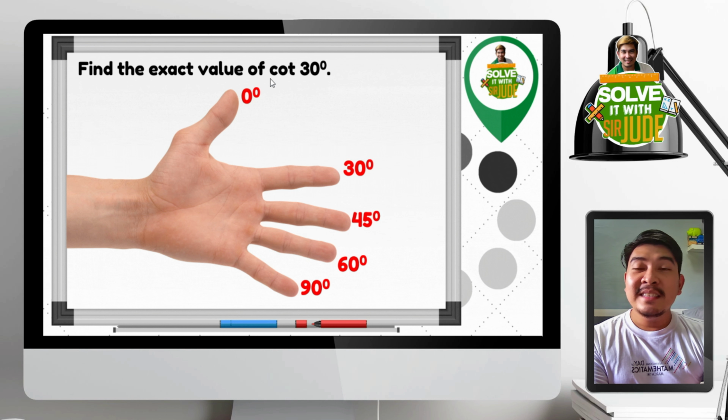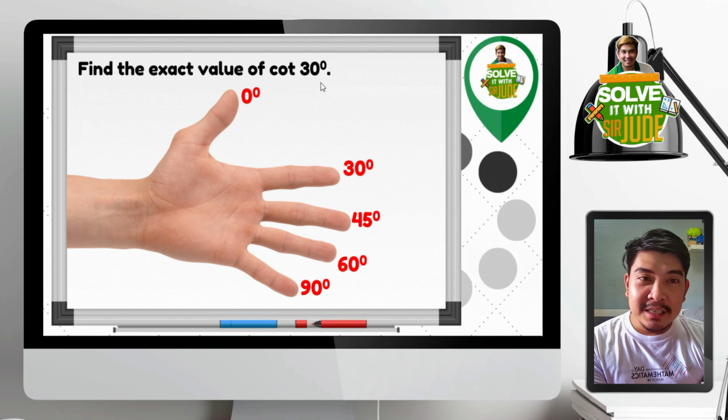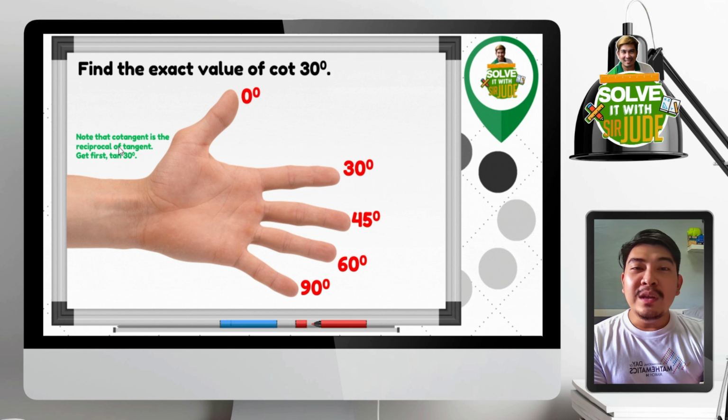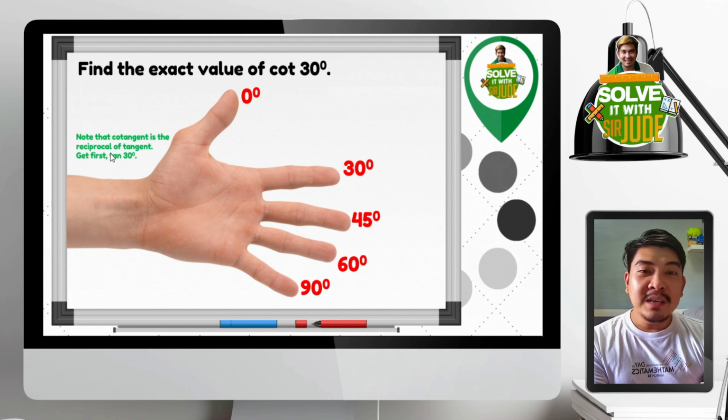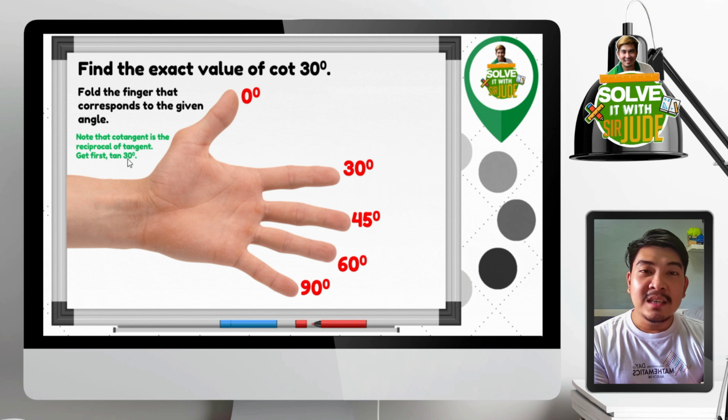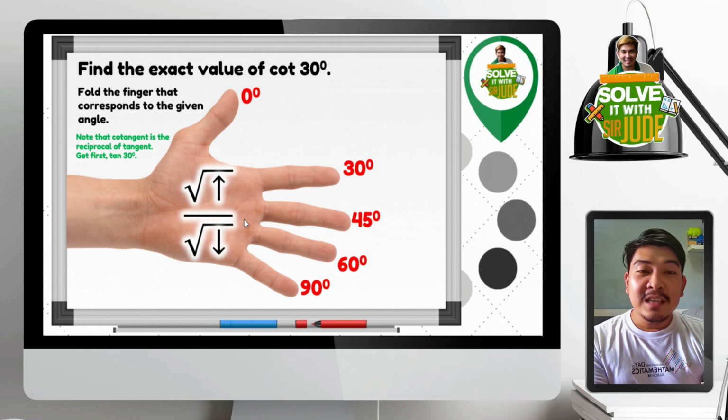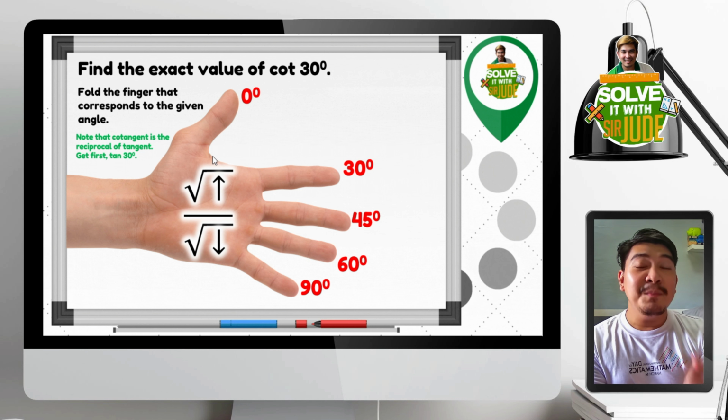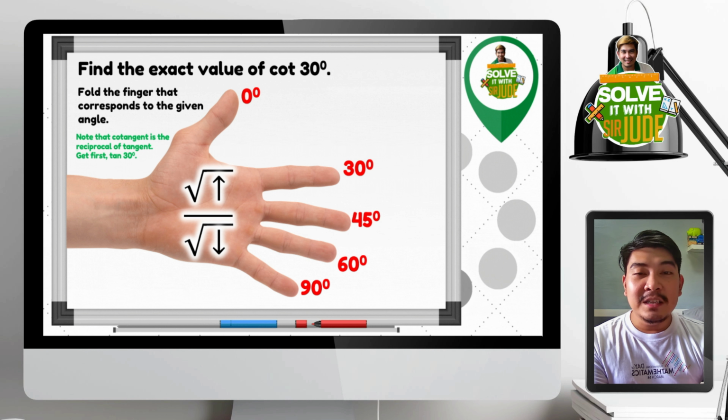So we need to find the exact value of cotangent 30 degrees. So cotangent, we need to note that cotangent is the reciprocal of tangent. So get first tangent 30 degrees. So we need to use this expression, square root of the fingers above over the square root of the fingers below. Once we get tangent 30 degrees, get the reciprocal, and that will be the ratio equivalent to cotangent 30 degrees.